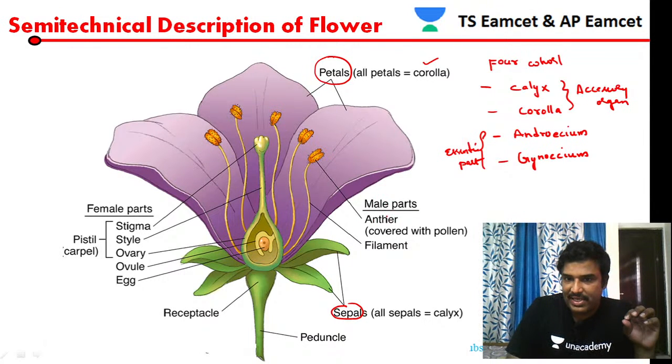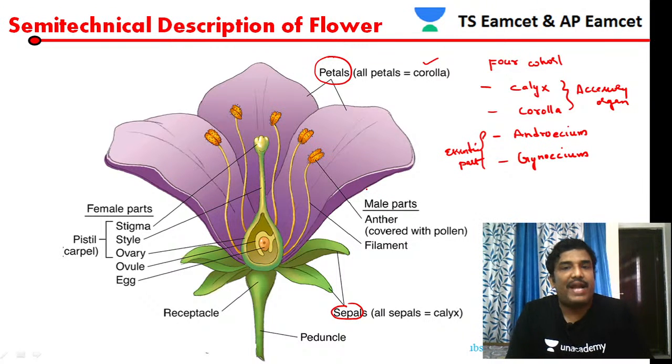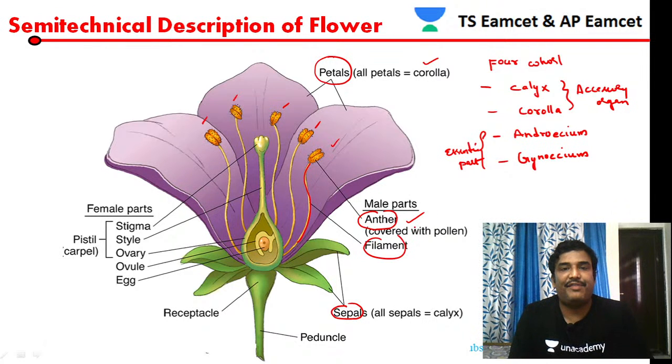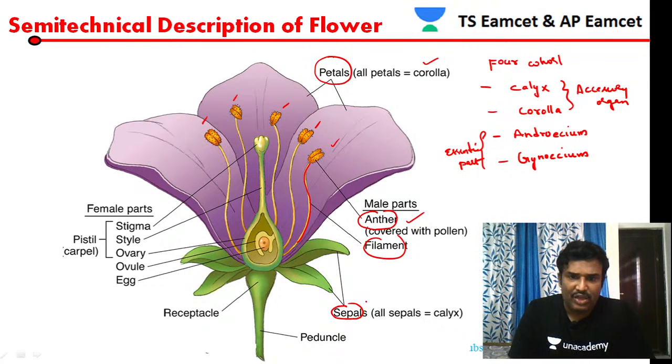So you can see there is the androecium part. The units of androecium are stamens. A stamen includes the anther as well as the filament. In this diagram we have 5 stamens shown, and each stamen is composed of an anther and a filament. And of course the sepals are there here; you can see the sepals also.